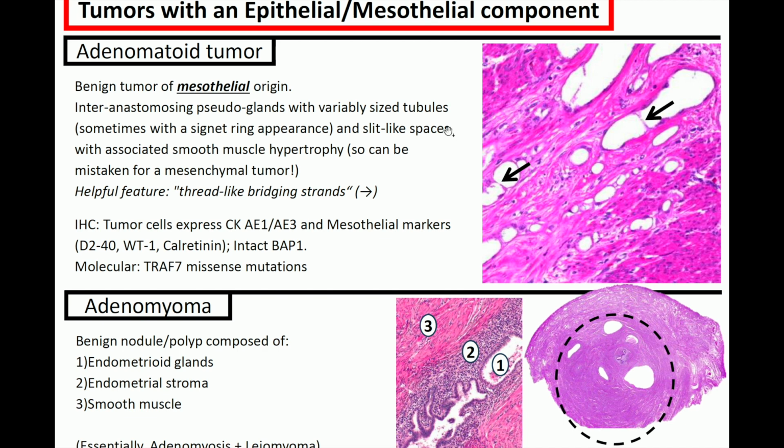And BAP1 is going to be intact, because remember, if we lose BAP1, that's going to make us think of a malignant mesothelioma. And for an adenomatoid tumor, the molecular is going to be a TRAF7 missense mutation.